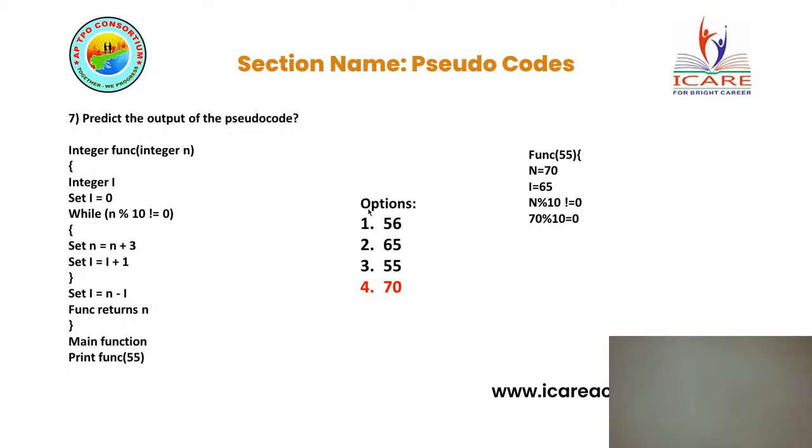So we are returning the function return n. So returns n means n value is 70. We are returning the value 70. So in the print function it will print 70, not 65.